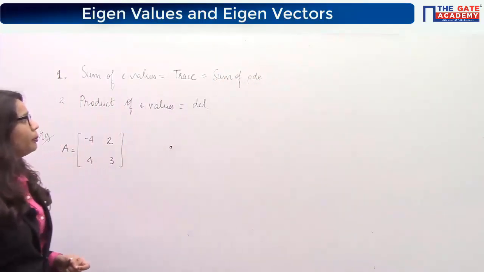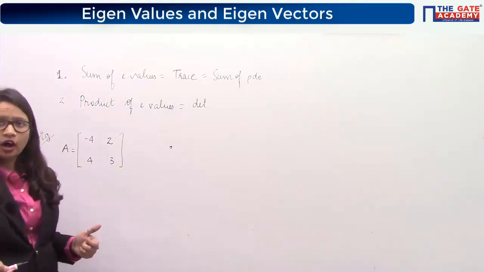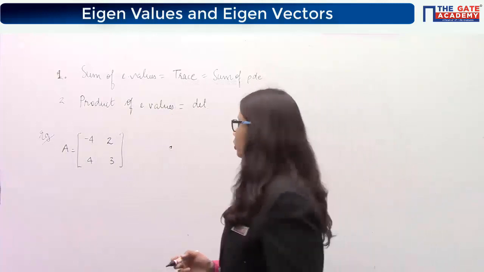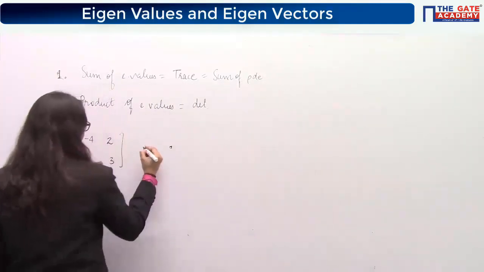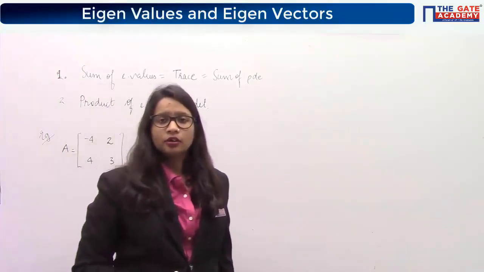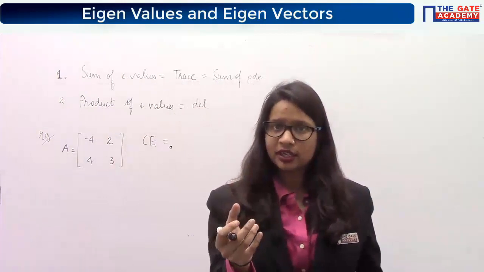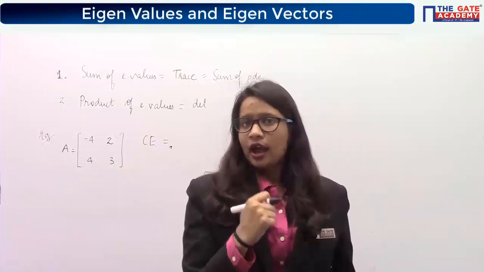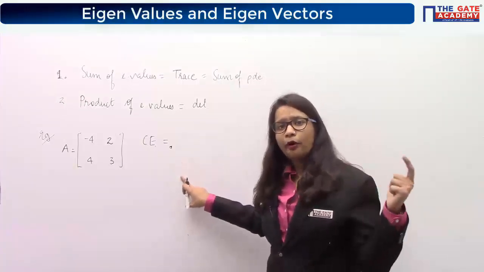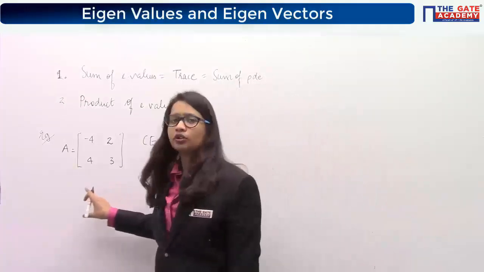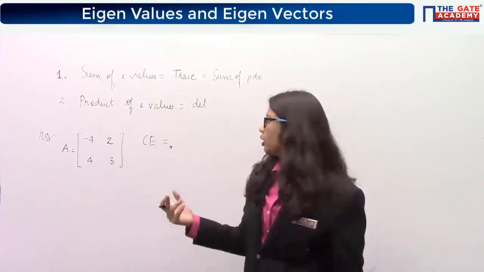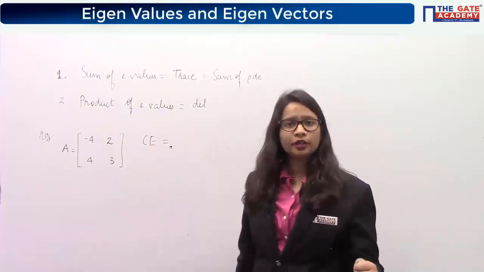Okay. Now these two properties are useful to find out a short trick for a 2 cross 2 matrix to write its characteristic equation. Now what is a characteristic equation? Characteristic equation is nothing but a polynomial. Now you know that if there is an n cross n matrix, then there are n eigenvalues. And why n eigenvalues? Because this characteristic equation will be an nth degree polynomial. So similarly, if it's a 2 cross 2 matrix, that means there will be 2 eigenvalues and the characteristic equation will be a quadratic polynomial.